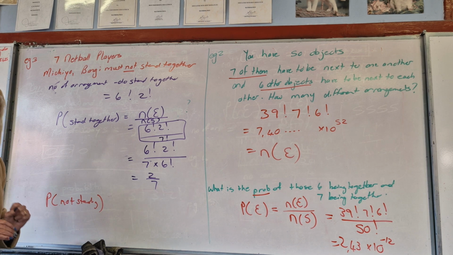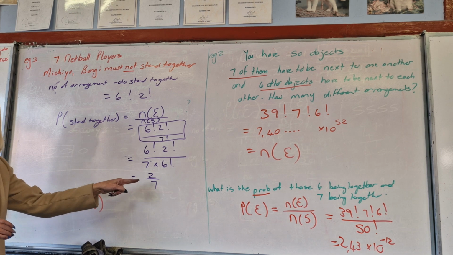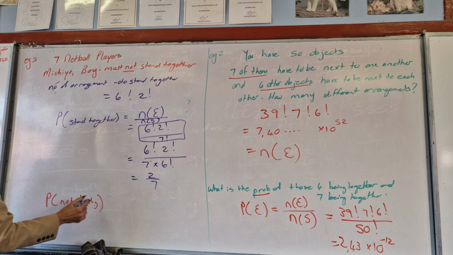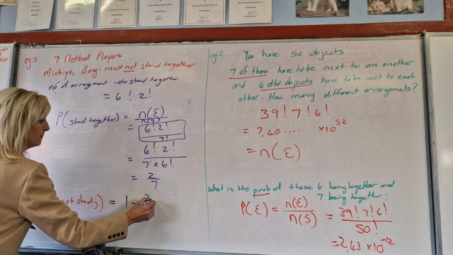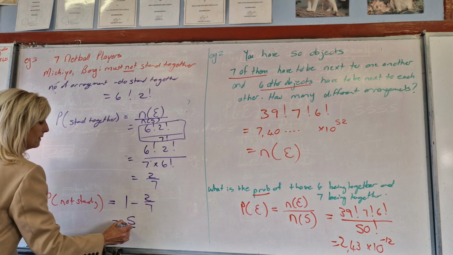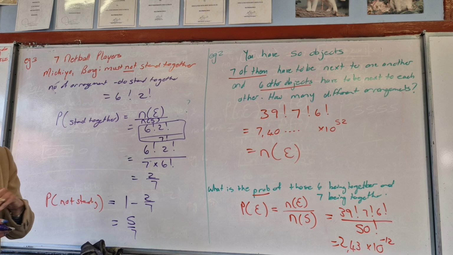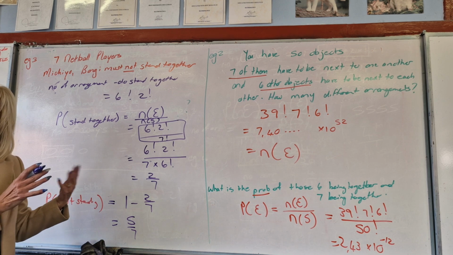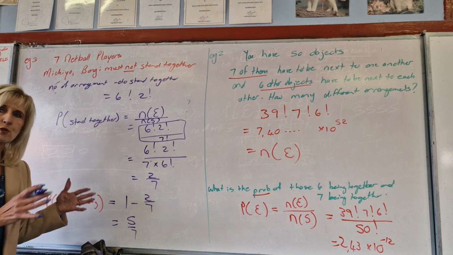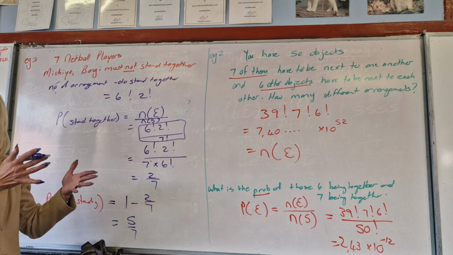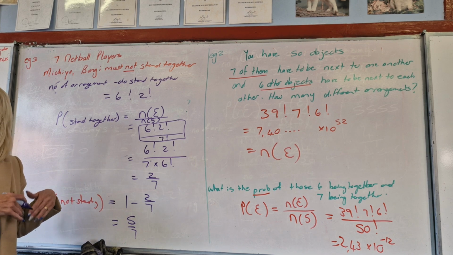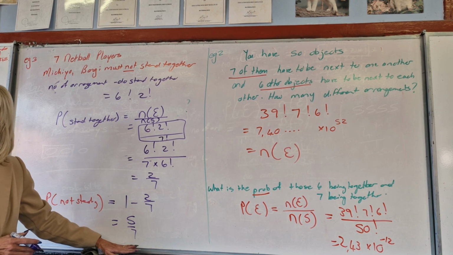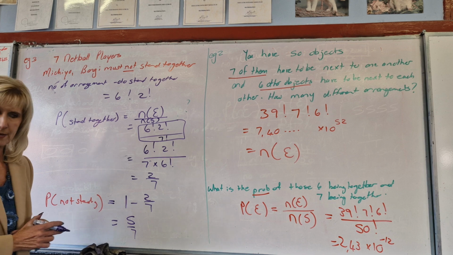But I don't want them to stand together. So if that's the probability of standing together, then the not standing together would be 5 over 7, and that's the ball game. So sometimes you need to say, I don't want them together, but what's the probability of having them together? Then you just take it away from 1. Does it make sense? Yes, ma'am. Okay.